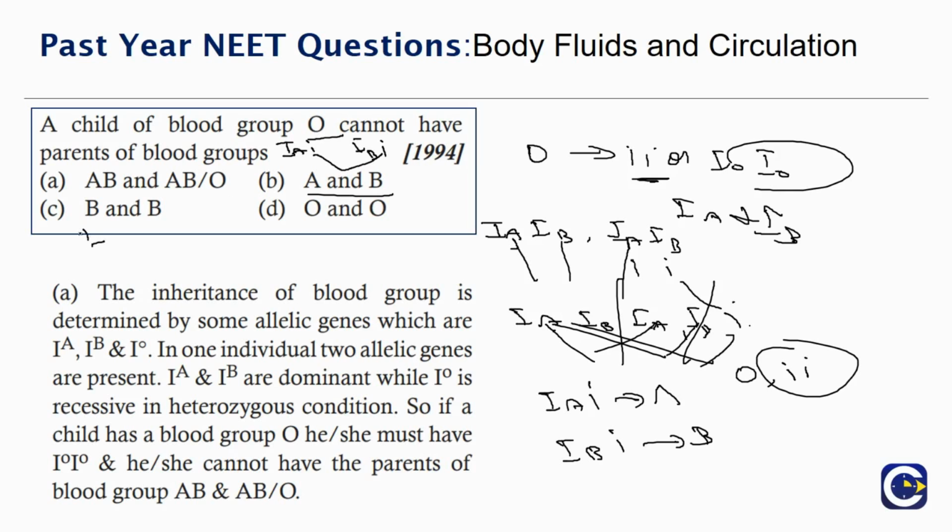Here also the same thing is possible, IB i and IB i. So ii is possible. Here both the parents should have ii, so definitely the offspring will have only O blood group.